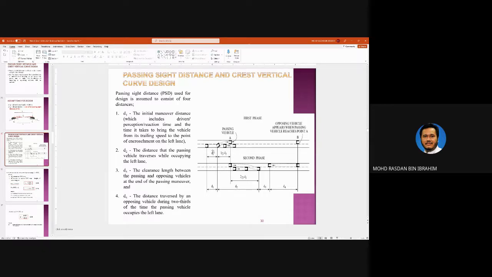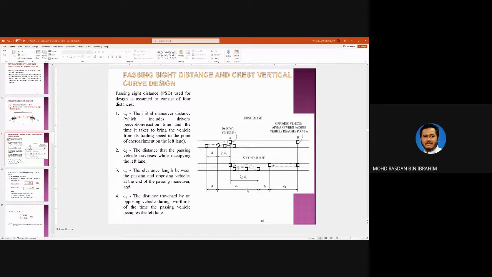So this is D1. This is your car. You start to think, okay, I want to overtake this car. This book is black and white, so it cannot differentiate, but this is the car in front of you that you wish to overtake. When you have established that you want to overtake, you have reached this point, and your car starts to maneuver outside of your lane. That is D1. D2 is the distance that the passing vehicle traverses while occupying the left lane, this entire length.